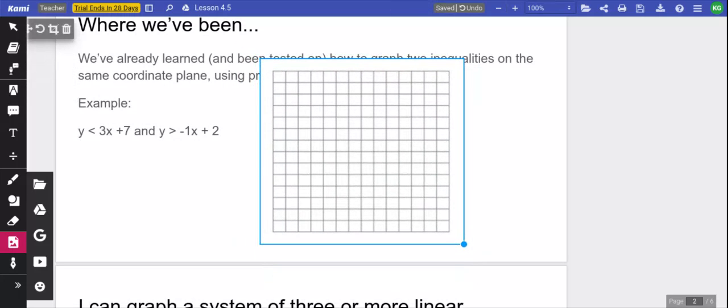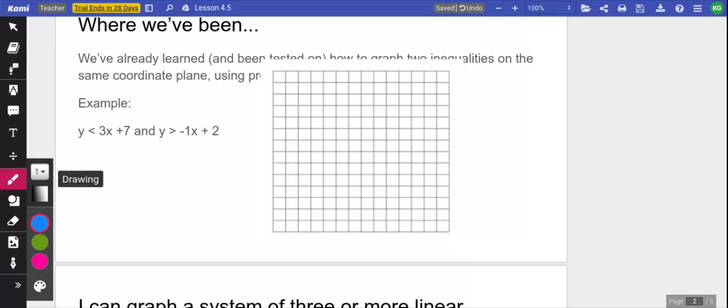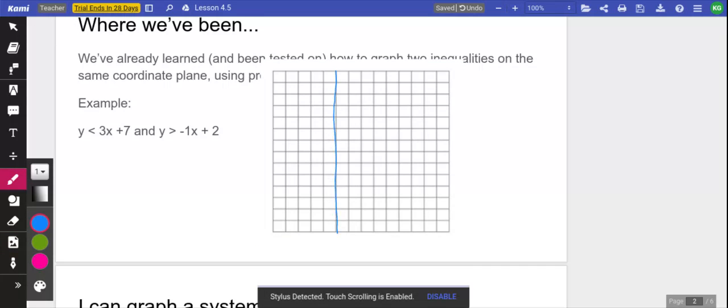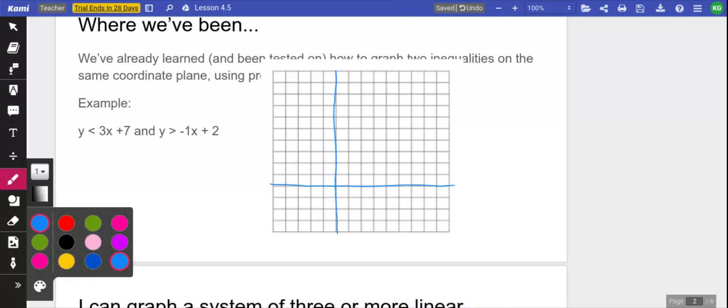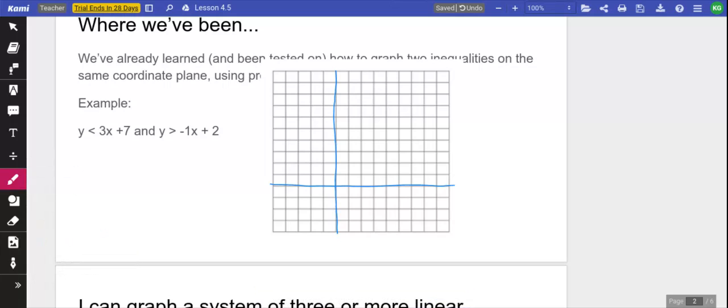the first one is y is less than 3x plus 7. So I'm going to start at 7, and go up 3 over 1 or down 3 back 1. That is a dashed line and shaded below.